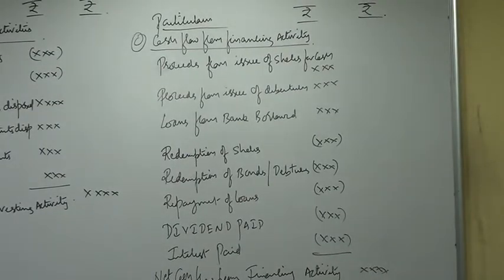Then cash flows from financing activities: proceeds from issue of shares for cash, proceeds from issue of debentures for cash, loans borrowed from banks, redemption of shares, outflow; redemption of bonds and debentures, outflow; repayment of loans, outflow; dividends paid, outflow; interest paid, outflow. You get net cash flow from financing activity.